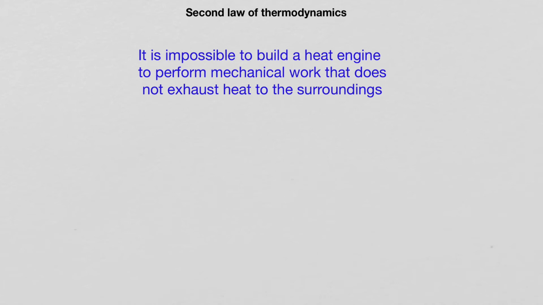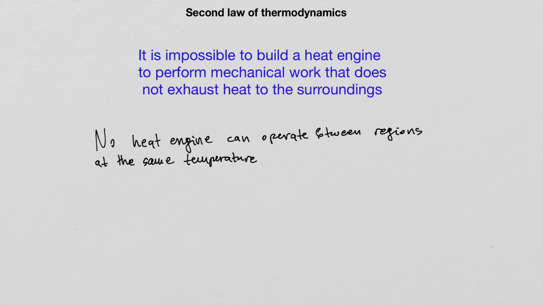Another way to state the second law of thermodynamics is that it is impossible to have a heat engine that can work between two regions of space that are at the same temperature. So again, the equivalent statement to the second law is that no heat engine can operate between regions at the same temperature. The statement of the second law directly says that there are no perpetual motion engines that can be created. They can never exist.